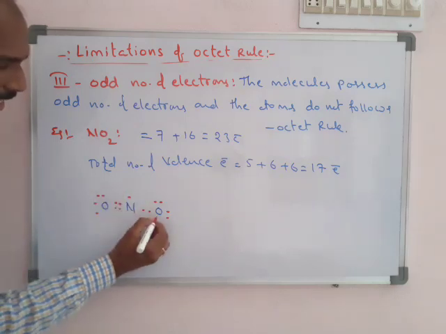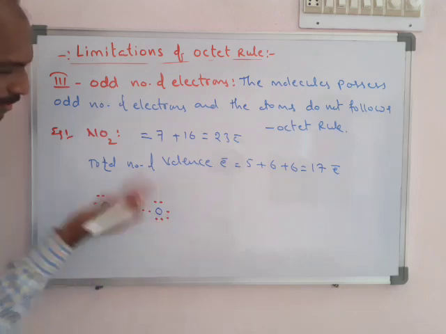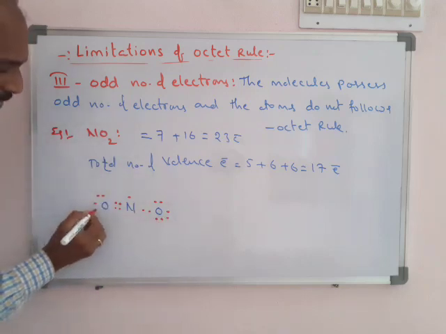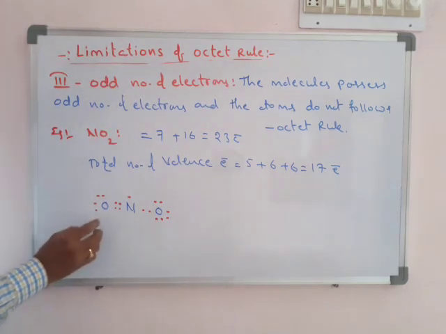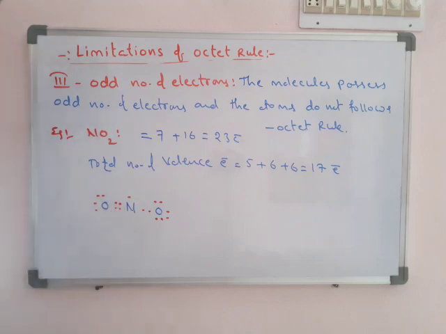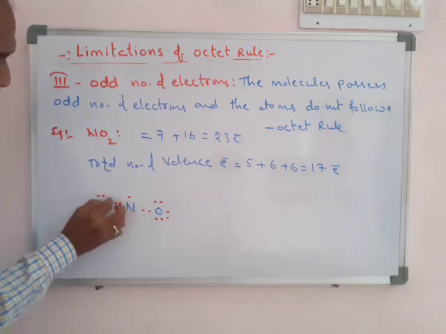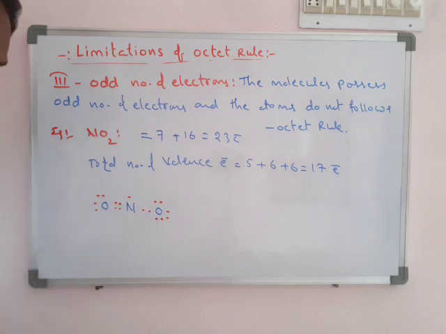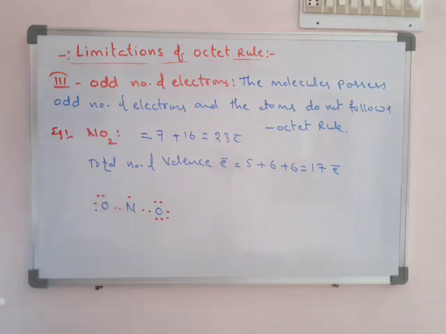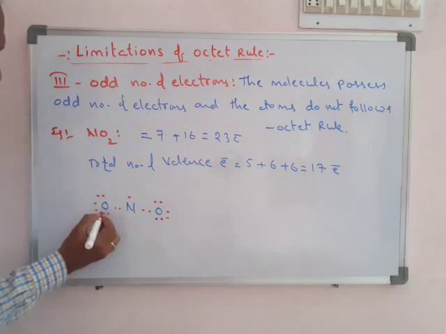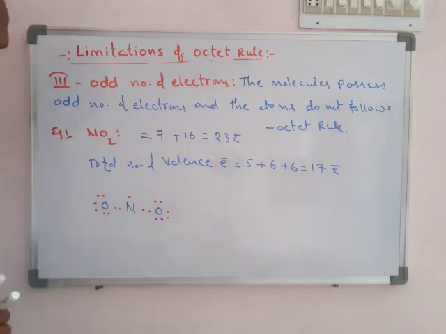Since only a single electron is available here, there is no possibility to get the octet configuration. Okay, so this is also one example. See, nitrogen is having how many electrons? 1, 2, 3, 4, 5, 6, 7 electrons. Total bond formation is with 7 electrons open. So the general structure is written like this, and at last the octet is not possible.